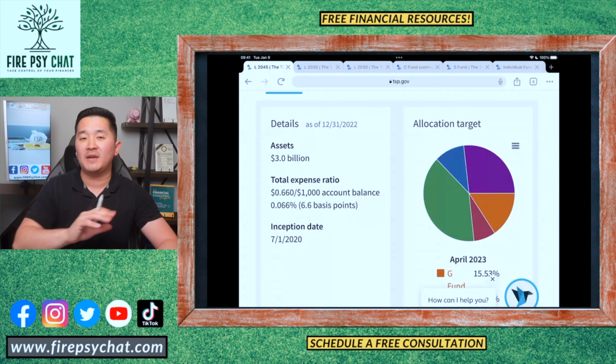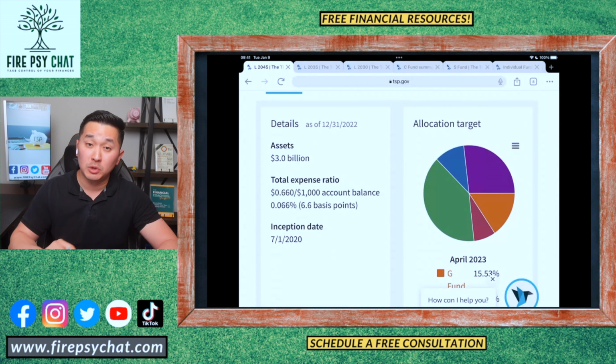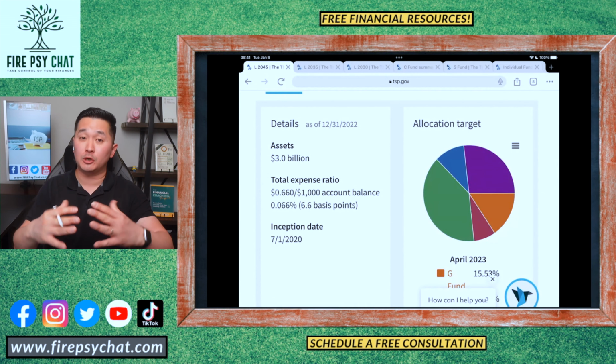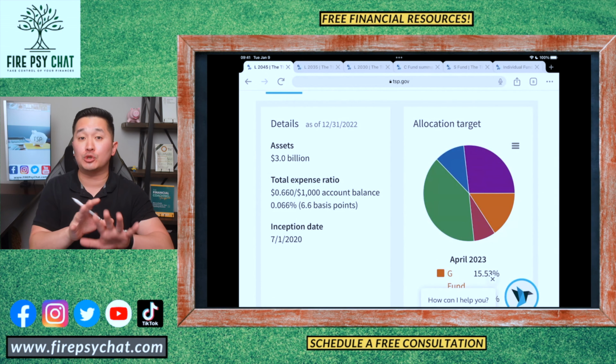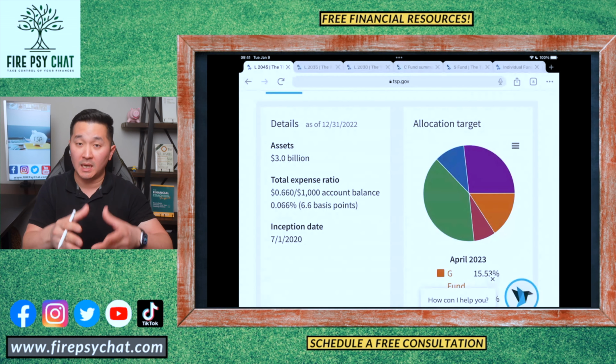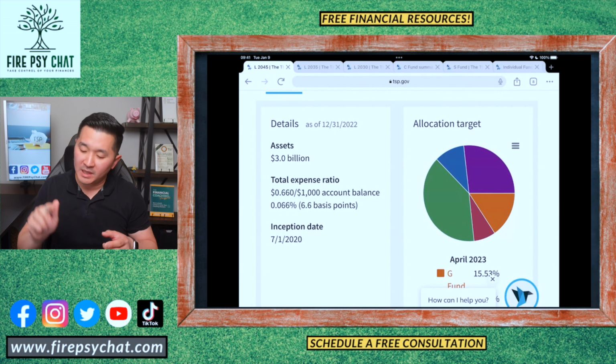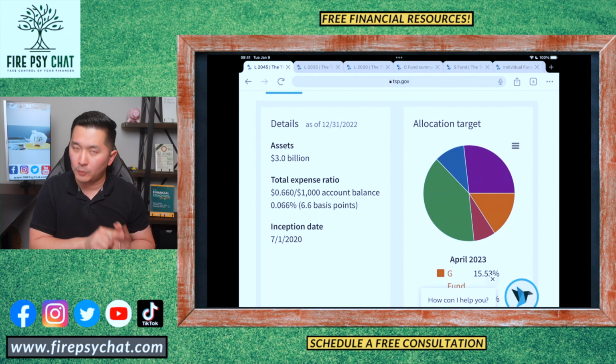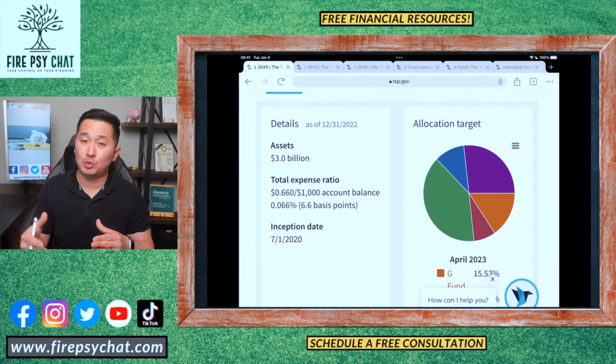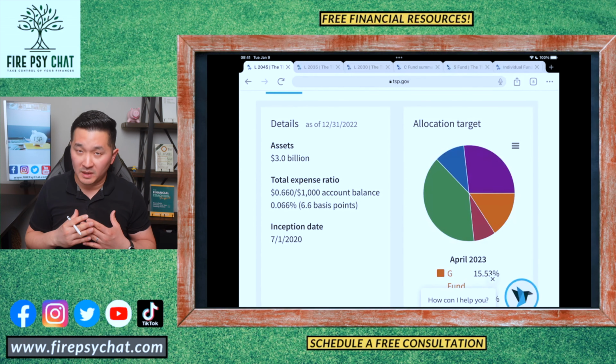When you choose your life cycle fund in the TSP, the first thing you want to do is calculate what year you turn 60 years old, because you're eligible to withdraw from your TSP tax-free and penalty-free at 59 and a half. And I turn 60 in the year 2046. So the life cycle fund 2045 would be the best option for me.